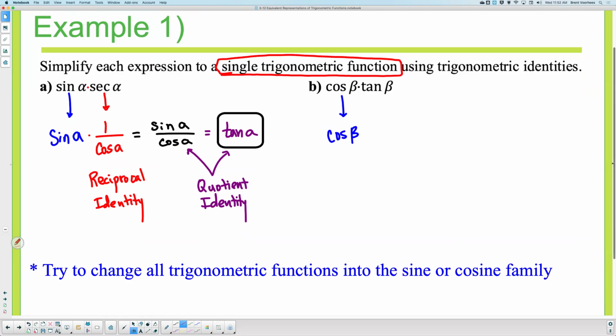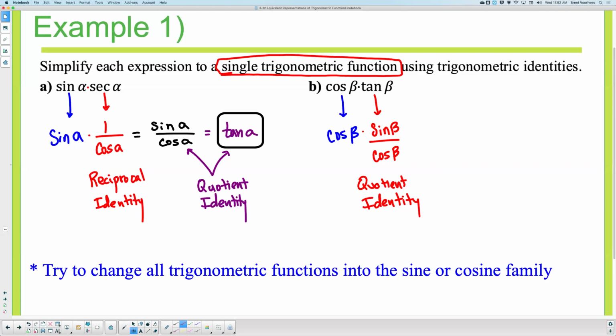Okay, let's talk about tangent. Is tangent in the sine and cosine family? No, so we have to exchange it somehow. How do I make tangent become a sine and cosine family? Sine divided by cosine. Perfect. Sine divided by cosine. That right there is called a quotient identity. Quotient identity is how you change your tangents and cotangents to the sine and cosine family.